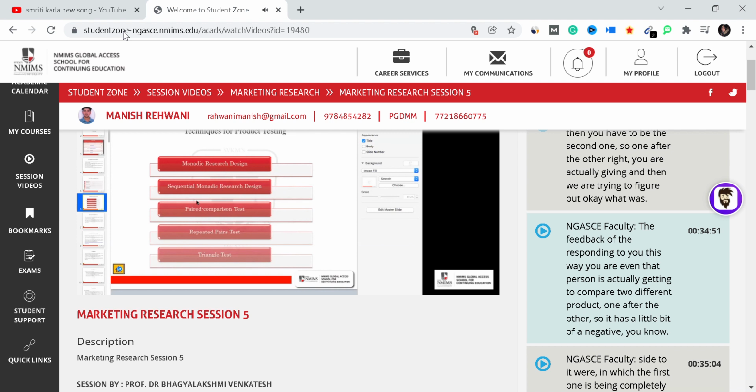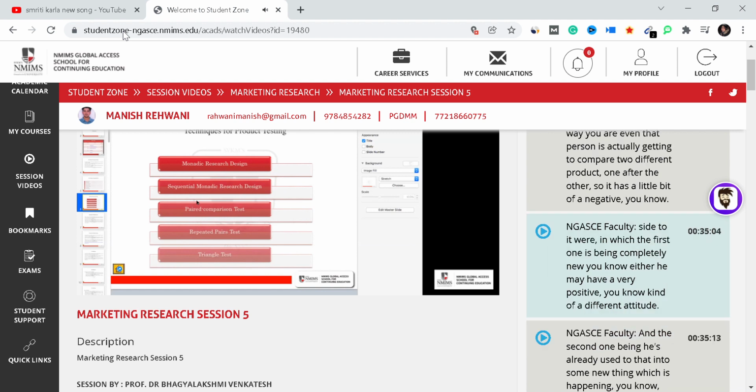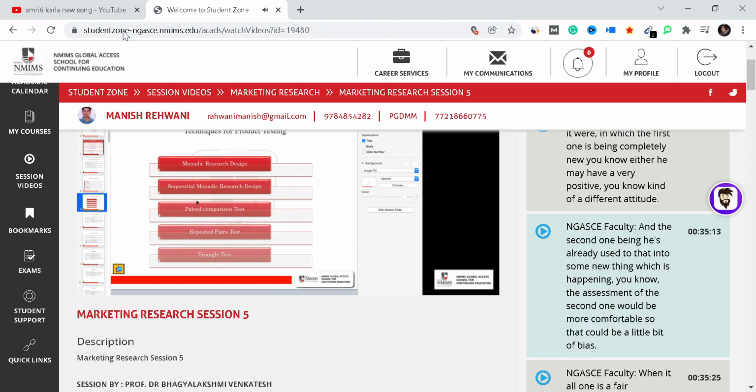So it has a little bit of a negative side to it, wherein the first one is completely new. Either he may have a very positive or an indifferent attitude, and the second one, he is already used to that new thing which is happening. The assessment of the second one will be more comfortable. So there could be a little bit of bias and all that.